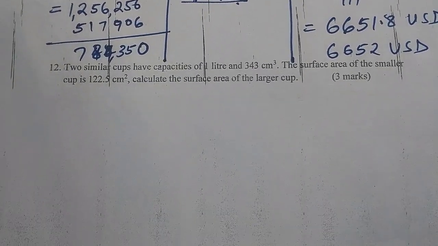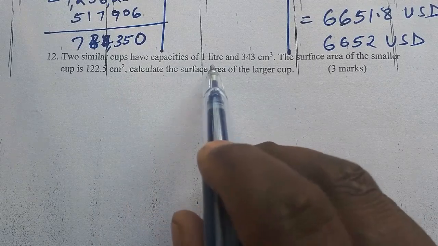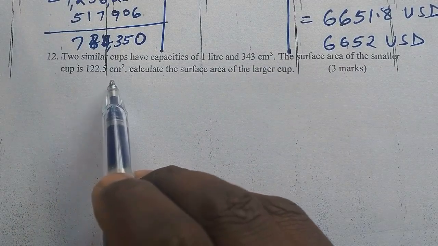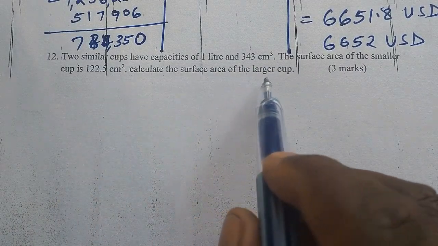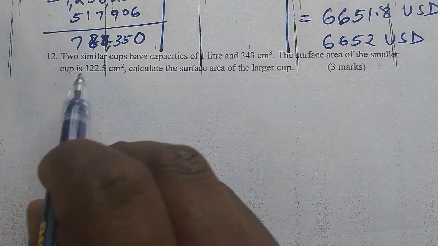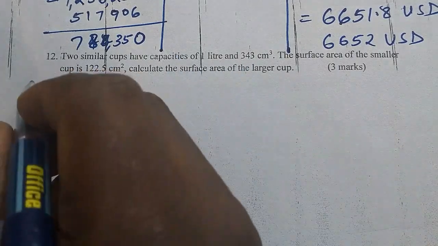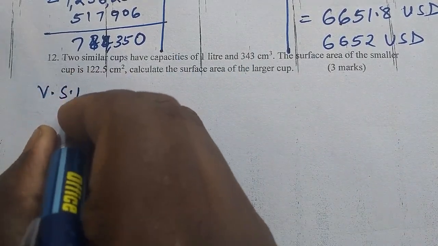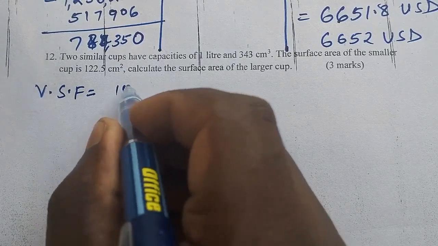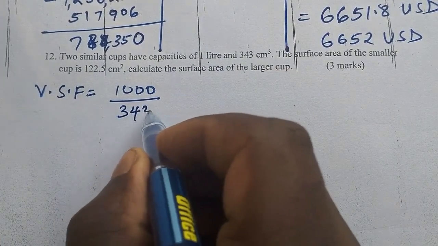Two similar cups have capacities of 1 liter, and this. The surface area of the smaller cup is this. Calculate the surface area of the larger cup. Now we start with the volume scale factor, because we have the volume of the bigger and the smaller one. So volume scale factor is equal to the volume of the big one, which is 1,000, 1,000 is the same as 1 liter, divided by that of this one, which is 343. Now that one gives us the volume scale factor.